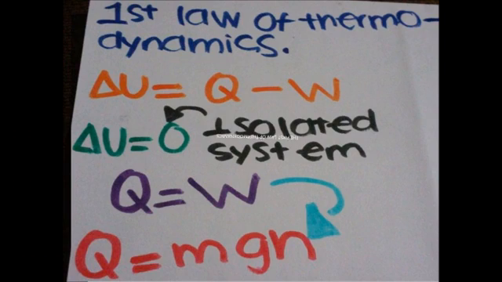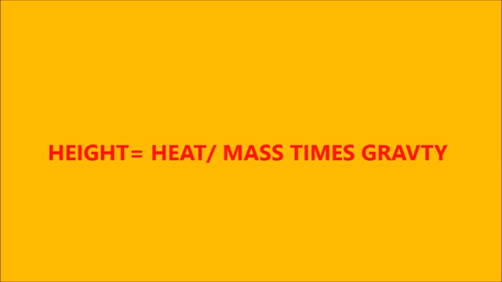This problem involves the first law of thermodynamics, which states that internal energy is equal to heat minus work. Since this is an isolated system, internal energy will be equal to 0, and our formula will end up as heat equal to work, which can be simplified to heat equal to mass times gravity times height. Since we are trying to find how many stairs we need to walk in order to burn all the calories from a sneaker, we're going to work out the equation to solve for height, and we will end up with height equal to heat divided by mass times gravity.